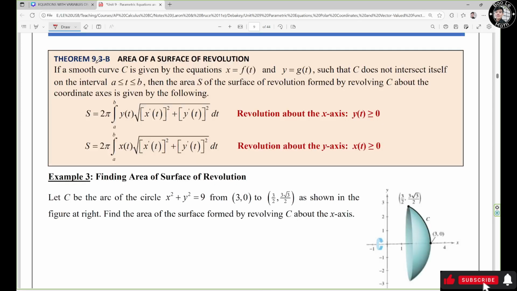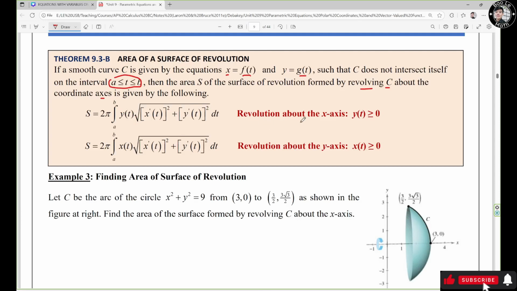Now let's move on to Theorem 9.3b, area of the surface of revolution. If a smooth curve C is given by the equations x equals f of t and y equals g of t, such that C does not intersect itself on the interval a to b, then the area S of the surface of revolution formed by revolving C about the coordinate axis is given by the formula S equals 2 pi integral from a to b of the radius times the square root of x prime of t squared plus y prime of t squared, right?